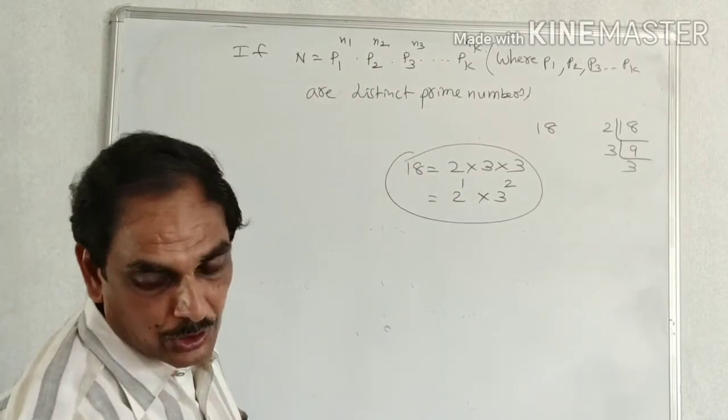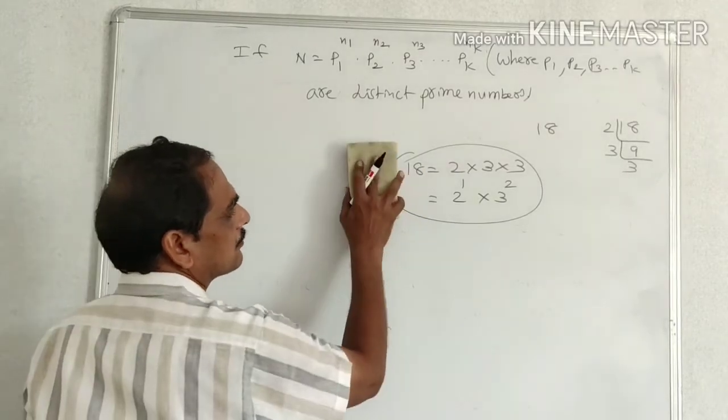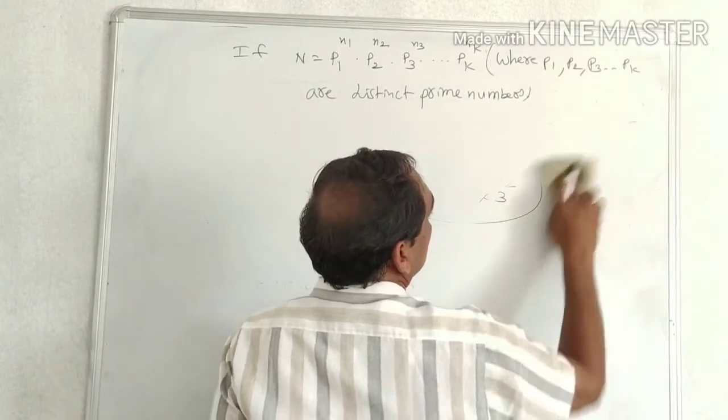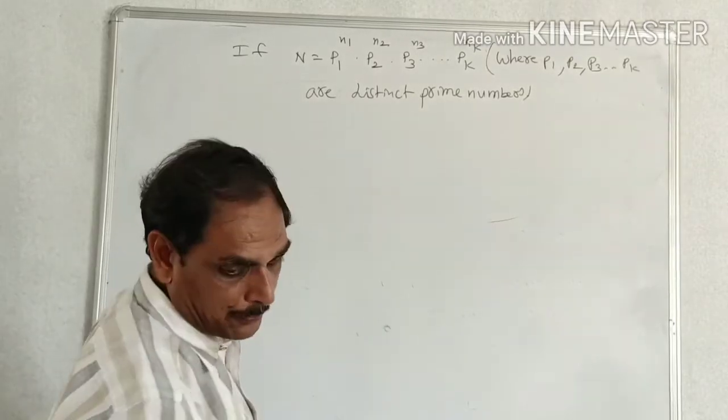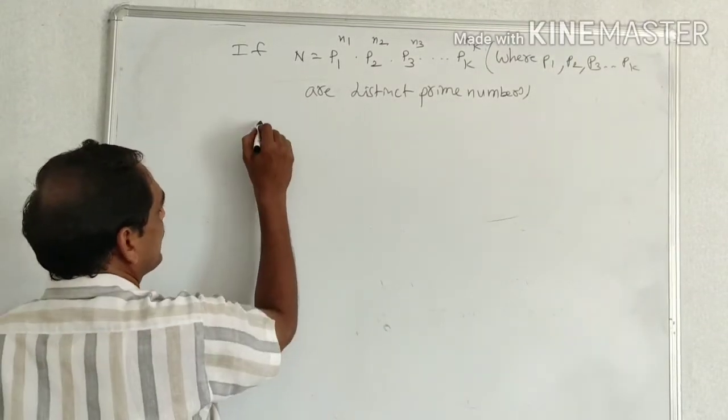Next we go to the formulas, that is, number 1, the number of factors.